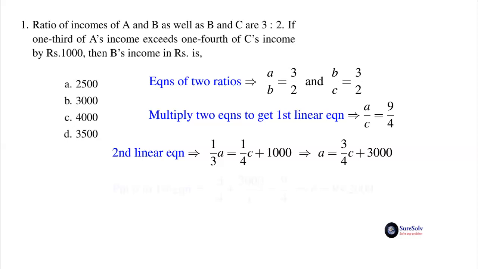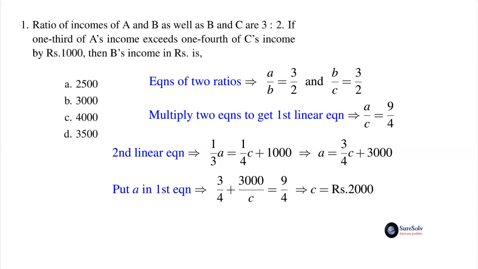Substitute this expression for A in first linear equation to get the value of C as ₹2,000. With C equal to ₹2,000 from B by C equal to 3/2, you will get the income of B as ₹3,000. Simple. Answer is option B, 3,000.